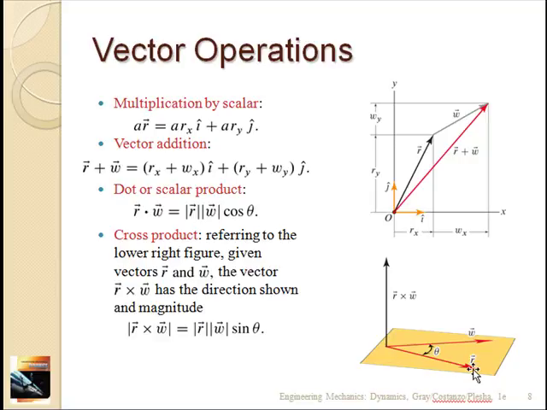If we take vector r, cross it with vector w, it's the product of the magnitudes times the sine of the angle between them, and the direction is perpendicular to the plane formed by the two vectors that we started with, and it uses the right-hand rule to figure out the direction, right? So if you point your fingers at r and wrap them in the direction of w, your thumb will be pointing in the direction of the cross product.